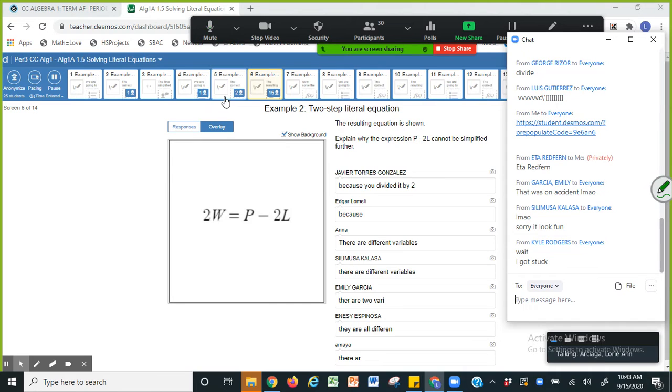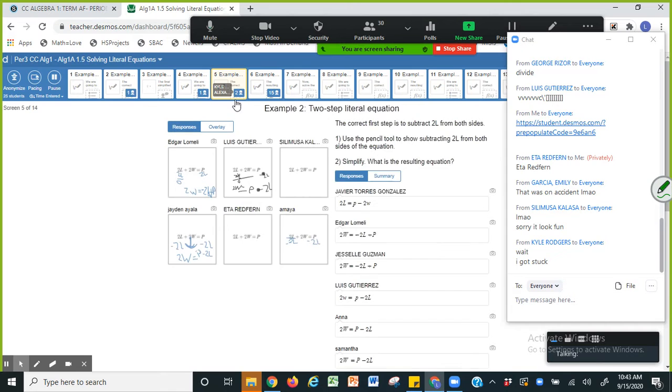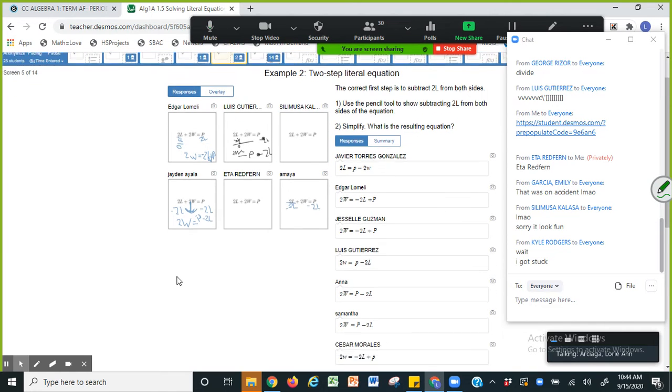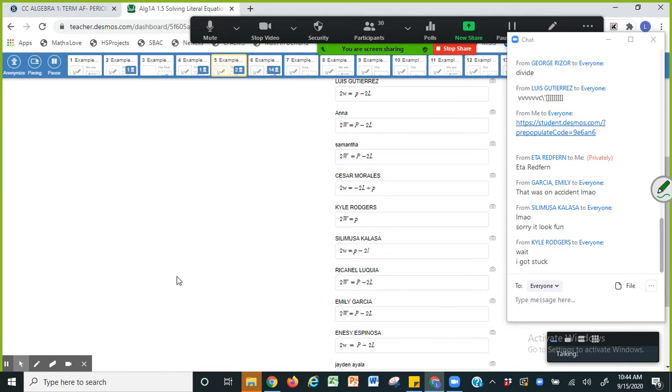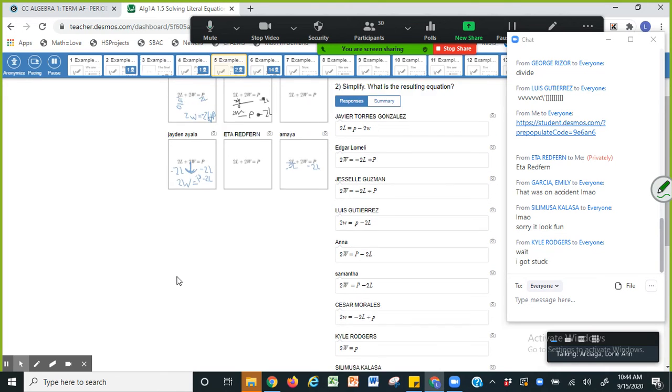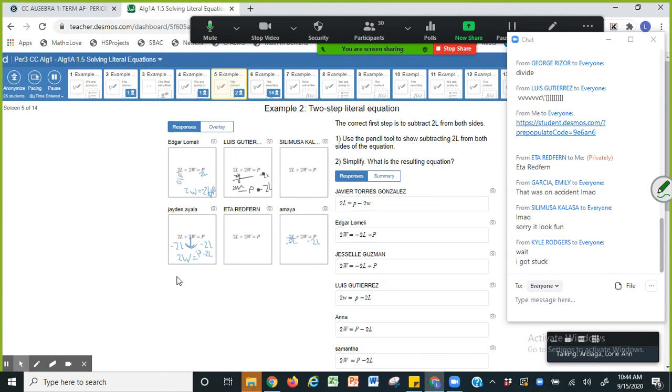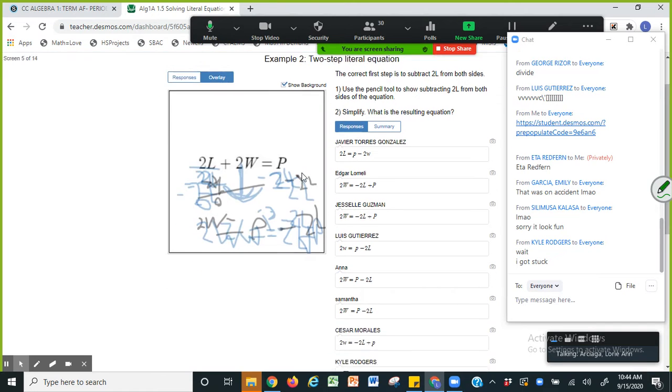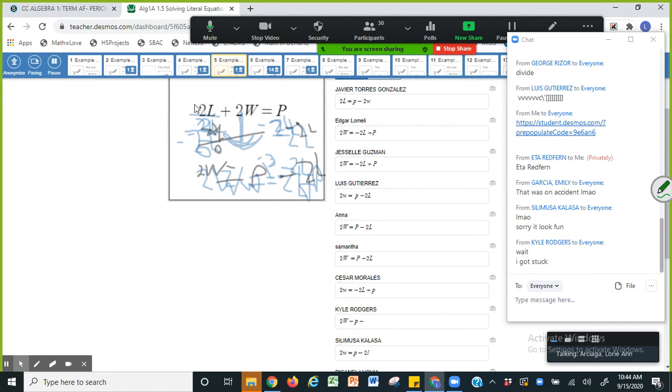You got stuck? Okay. Let me see where you are. You got 2W equals... okay. So you're going to subtract 2L from both sides, Kyle. Subtract 2L from both sides. So you're moving the whole 2L to the right of P, but you have to change its sign to negative.